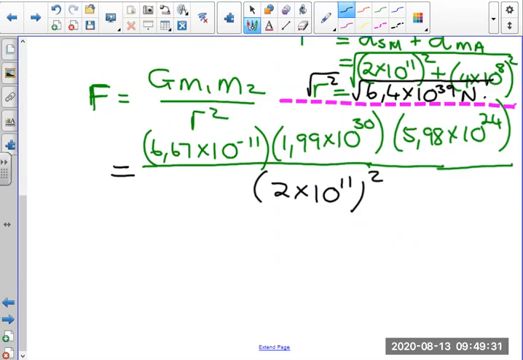Okay, now let's see. 6.7 exponent minus 11 times 1.99 exponent 30 times 5.98 exponent 24, divide by 2 exponent 11 to the power of 2. Answer, that's better. 1,98 times 10 to the power of 22 newtons. That's better. Okay, so that's your answer.